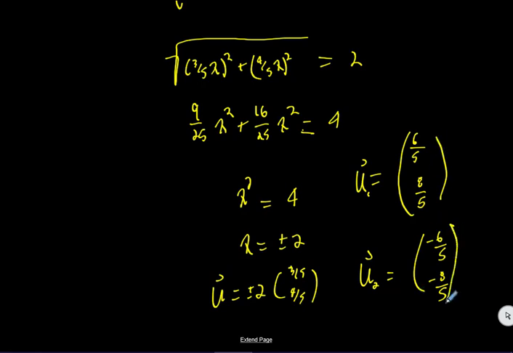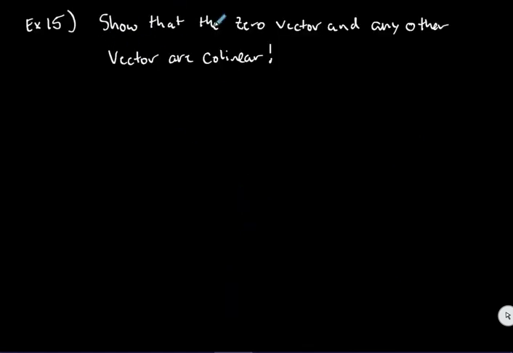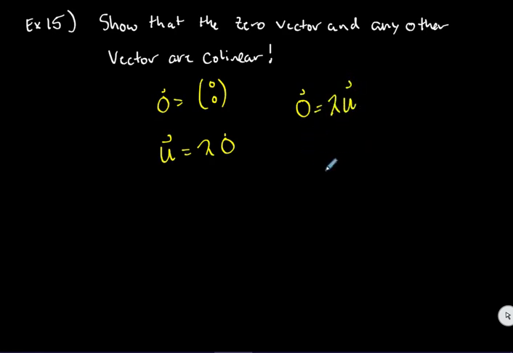All right, so let's go ahead and look at another problem. It asks us to show that the 0 vector and any other vector are collinear. If they are collinear, the 0 vector has components 0, 0, and the 0 vector is going to be some lambda times some other vector, if we can show that can happen.